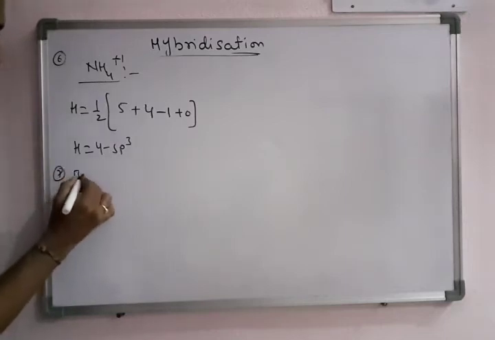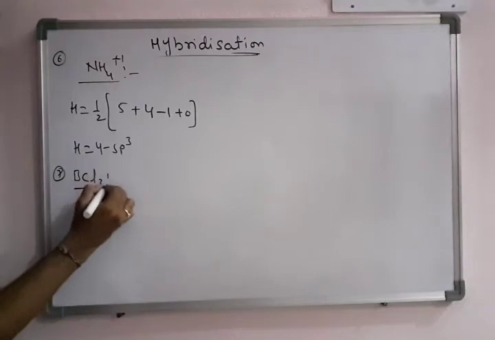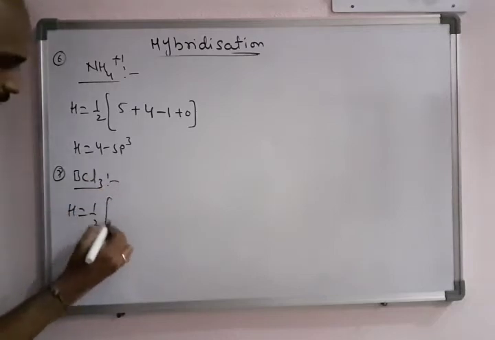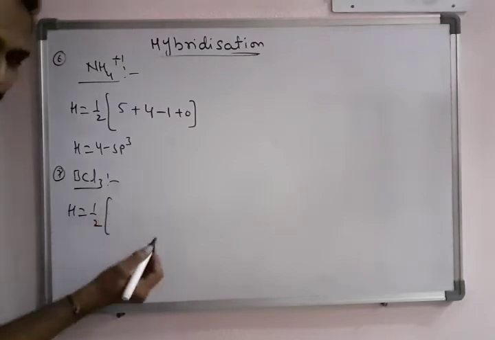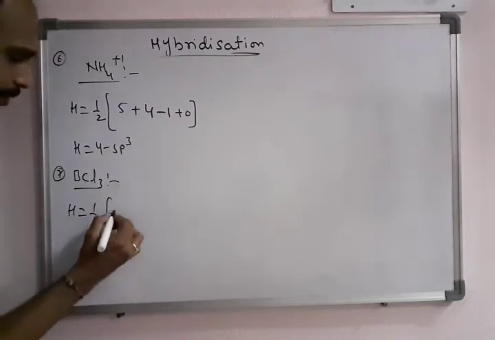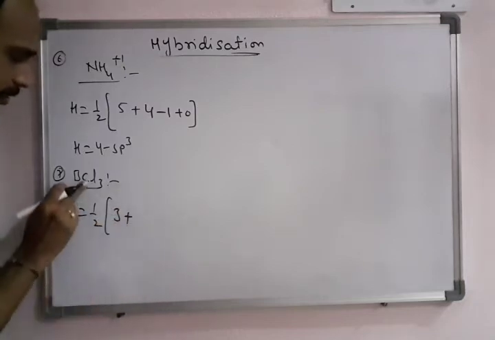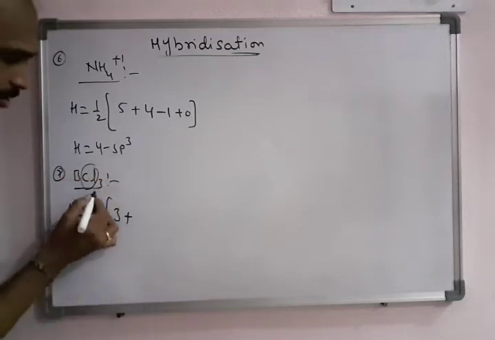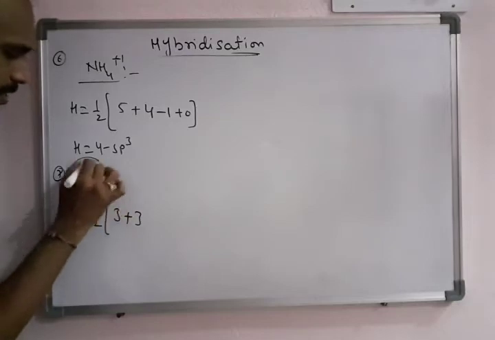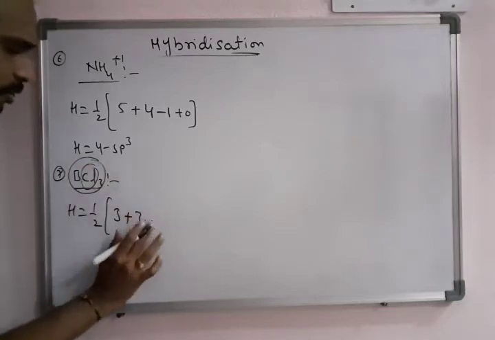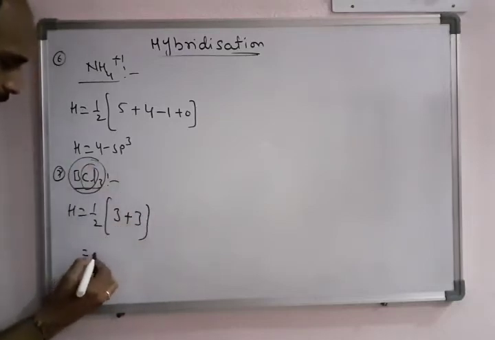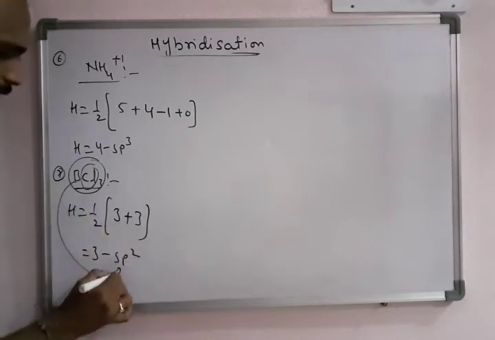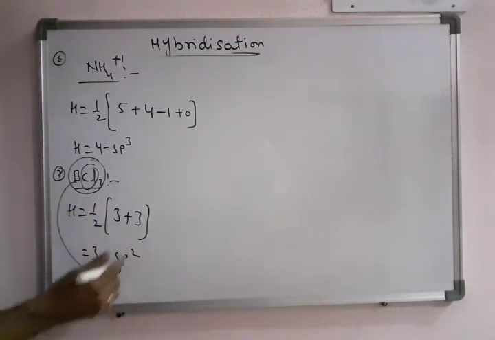Take another one, BCl3. Here the central atom is boron. What is the boron valency? It belongs to the 13th group, having 3 valence electrons. Cl3 means the Cls are the monovalent atoms. 3 are present. There is no charge present on them. It's totally 0. So it is a very good 3.